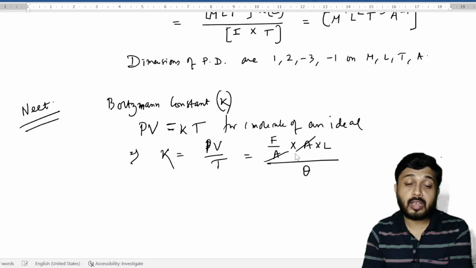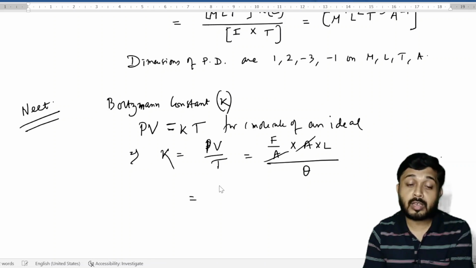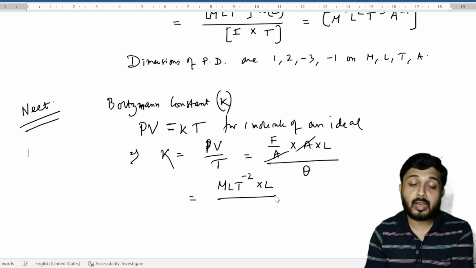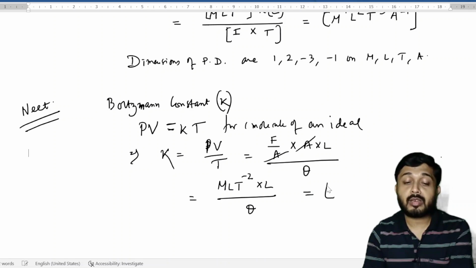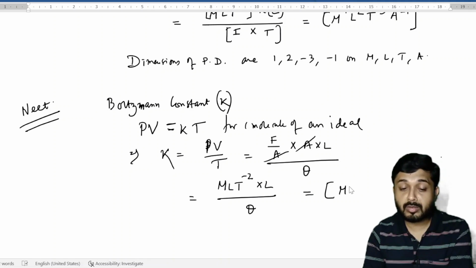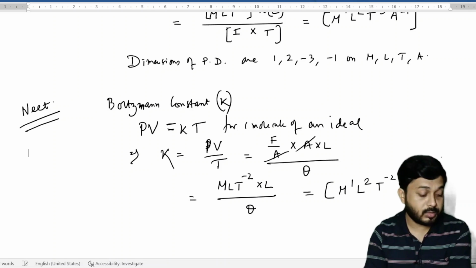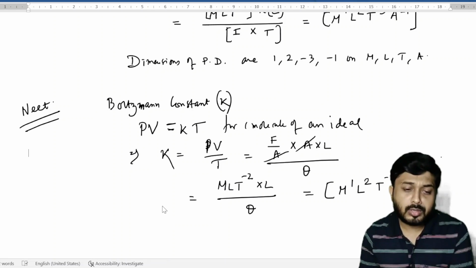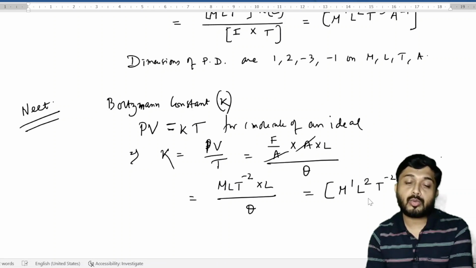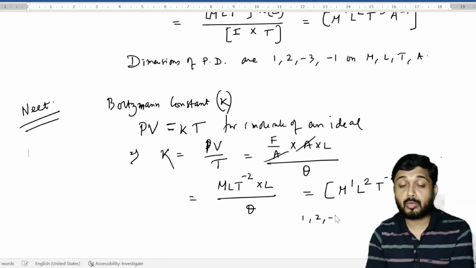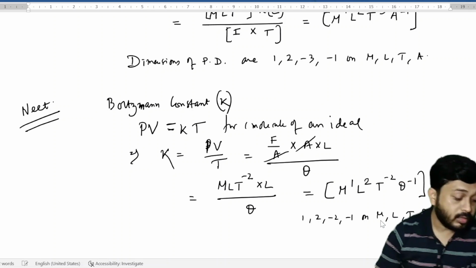So A and A are cancelling out here. In place of F we shall write M L T to the power minus 2 multiplied by L divided by theta. Then finally the dimensional formula for Boltzmann constant comes out as M to the power 1, L to the power 2, T to the power minus 2, theta to the power minus 1. Yes. So the dimensions for Boltzmann constant K are 1, 2, minus 2 and minus 1 on M, L, T and theta, right? That's how we shall write.